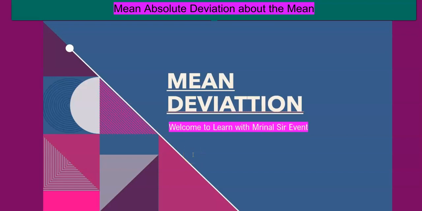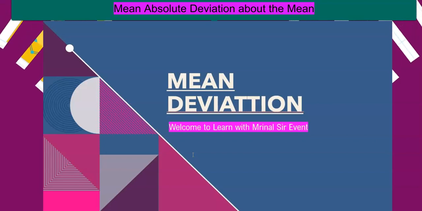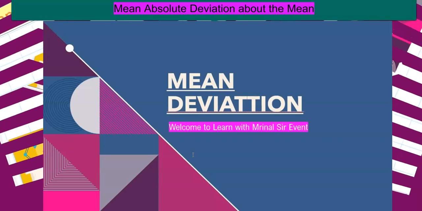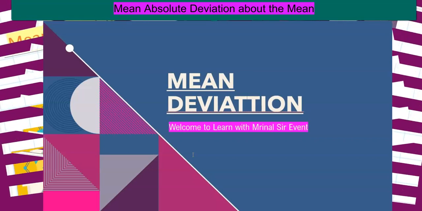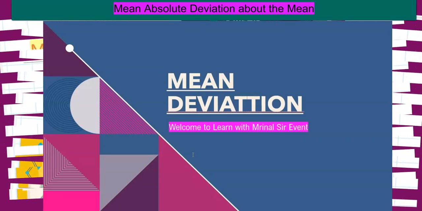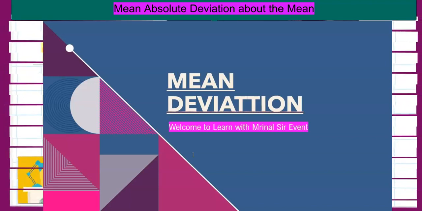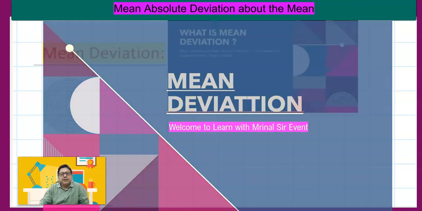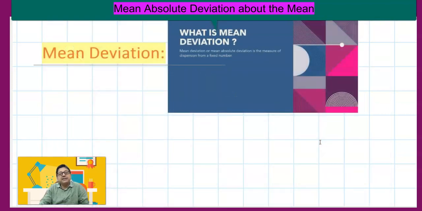Good morning. This session I will be discussing mean deviation in statistics, better to say in descriptive statistics. Mean deviation is a topic which you need to know, which comes under the chapter dispersion. Mean deviation or mean absolute deviation is the measure of dispersion from a fixed number.